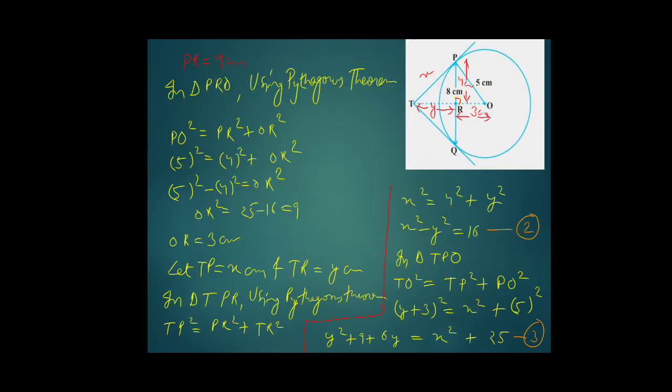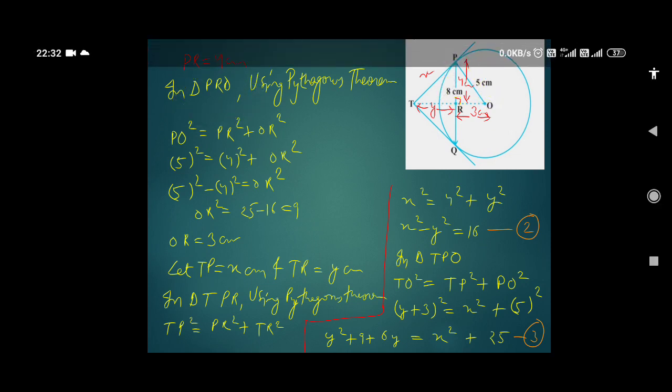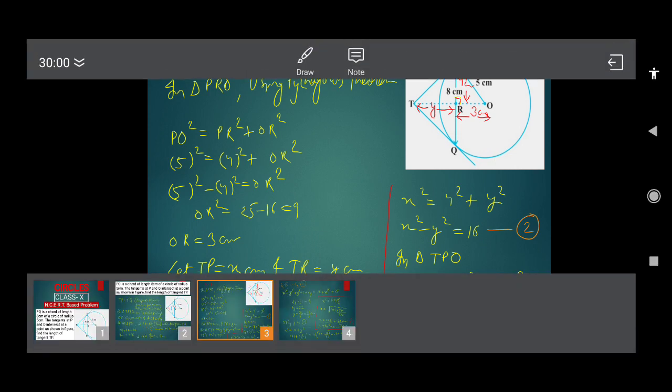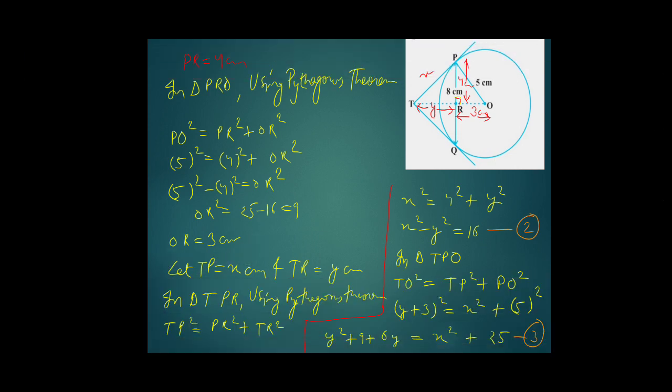Now when I have calculated PR as 4 centimeter, see in triangle PRO, I can apply Pythagoras theorem and find the value of OR over here. So OR is 3 centimeter. I have calculated it using Pythagoras theorem. Now let TP be x and TR be y. For simplicity, otherwise I could have taken the sides as TP and TR only. But for simplicity, because NCERT also gives it like this, I have taken x and y.